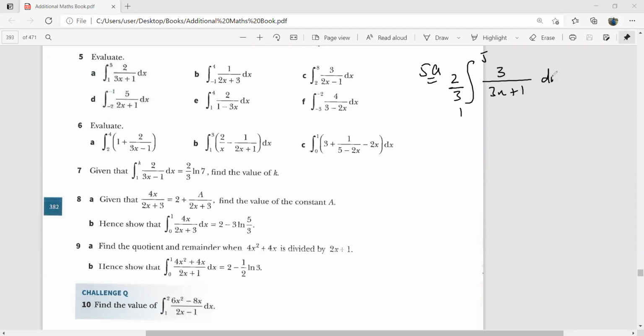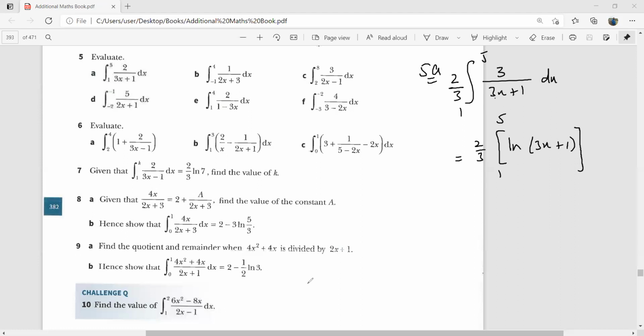I hope you understand why I have done this. Why did I move 2 out and introduce 3 here? Why did I take 2 out and bring 3 in? Because the derivative of 3x plus 1 is 3. I need 3 up here.